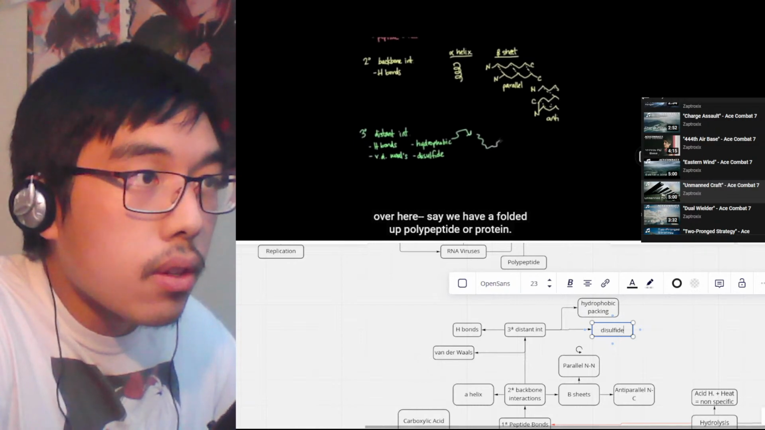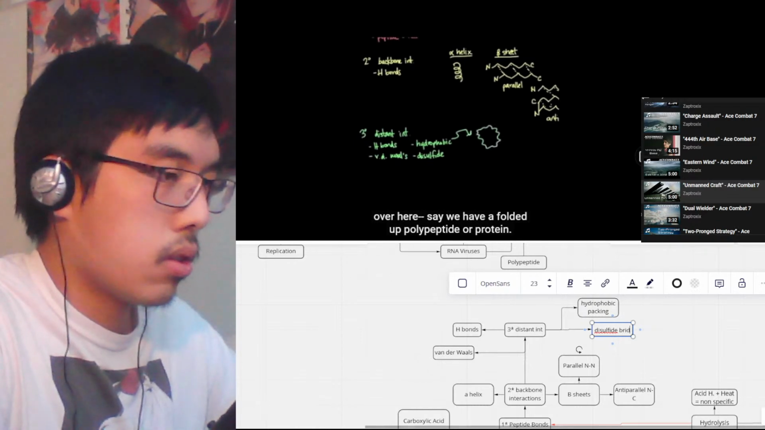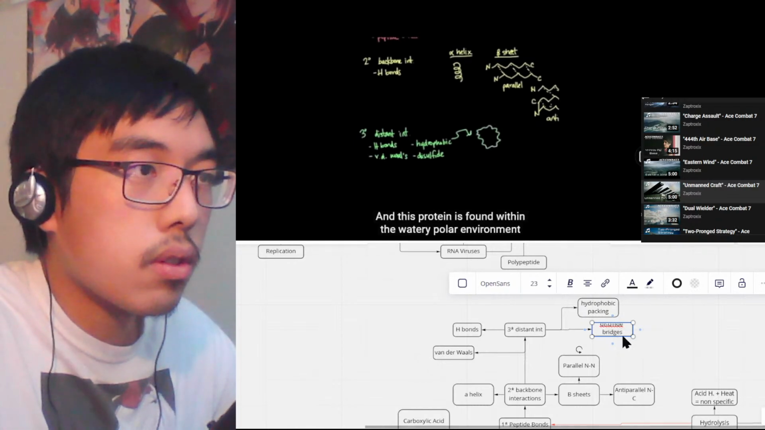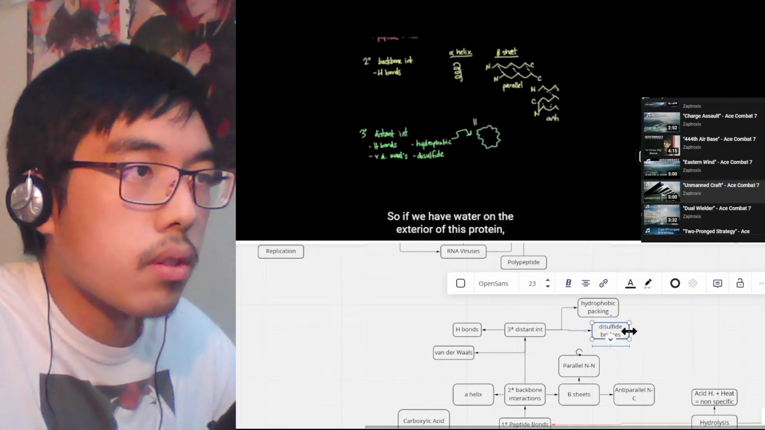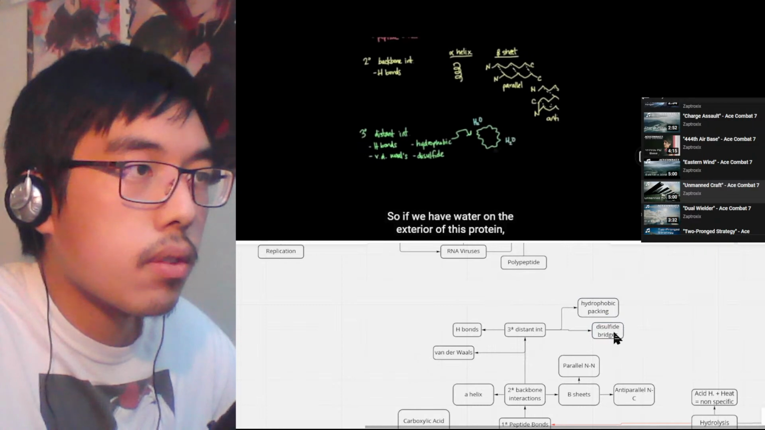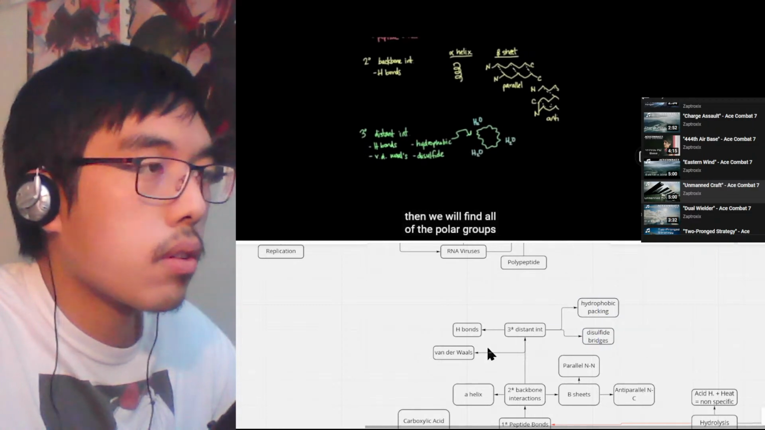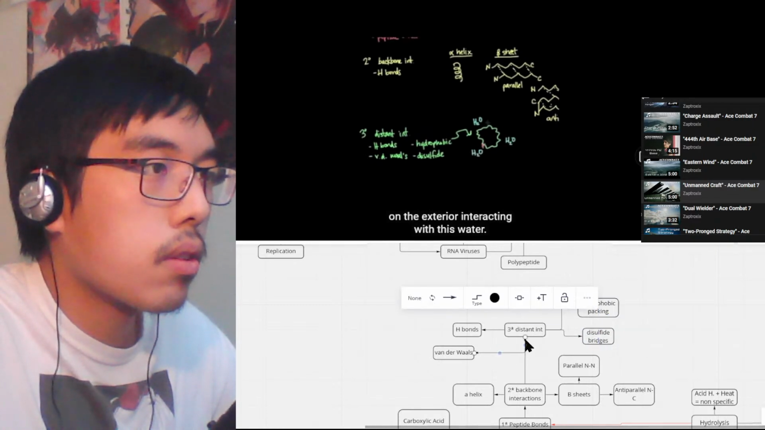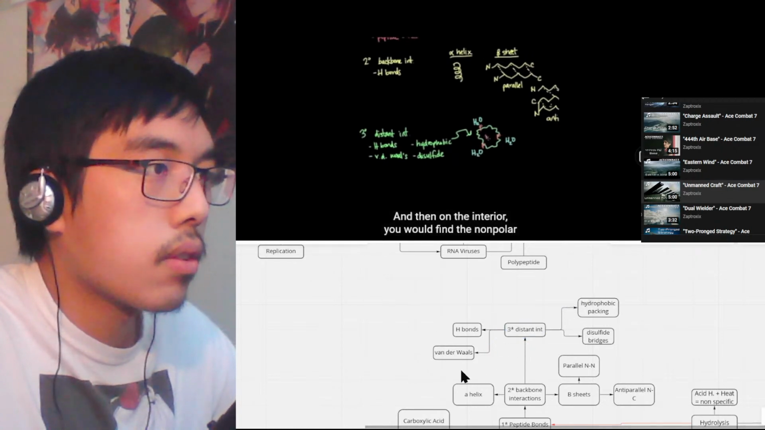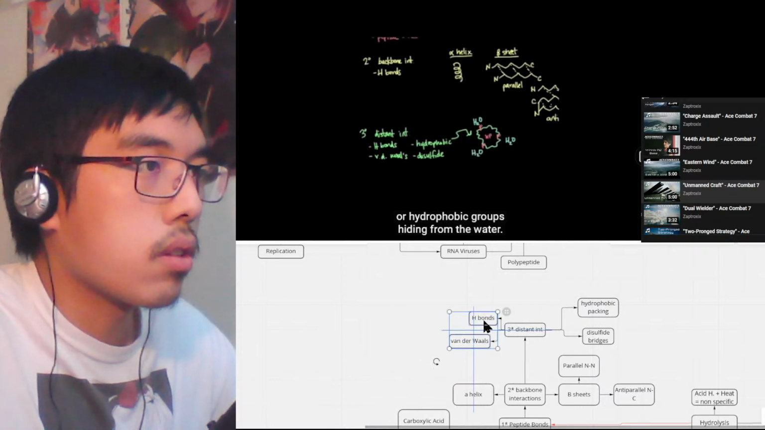So if we explore hydrophobic packing, we have a folded up polypeptide. And this protein is found within the watery polar environment of the interior of a cell. So if we have water on the exterior of this protein, then we will find all of the polar groups on the exterior interacting with this water. And then on the interior, you would find the nonpolar or hydrophobic groups hiding from the water.